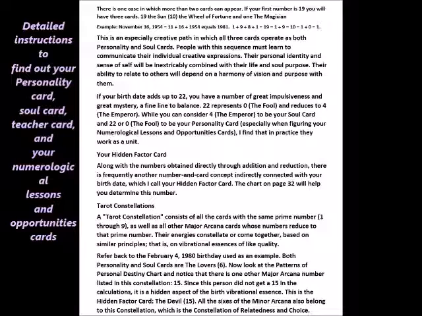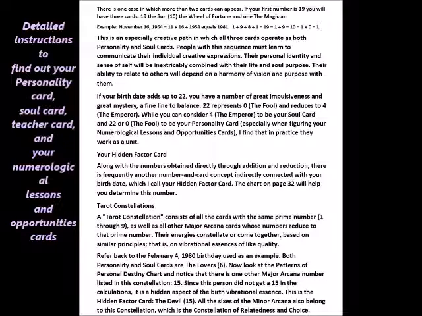Example: November 16th, 1954 equals 11 plus 16 plus 1954 equals 1981. 1 plus 9 plus 8 plus 1 equals 19, which equals 1 plus 9 equals 10, which equals 1 plus 0 equals 1. This is an especially creative path in which all 3 cards operate as both personality and soul cards. People with this sequence must learn to communicate their individual creative expressions. Their personal identity and sense of self will be inextricably combined with their life and soul purpose. Their ability to relate to others will depend on a harmony of vision and purpose with them.